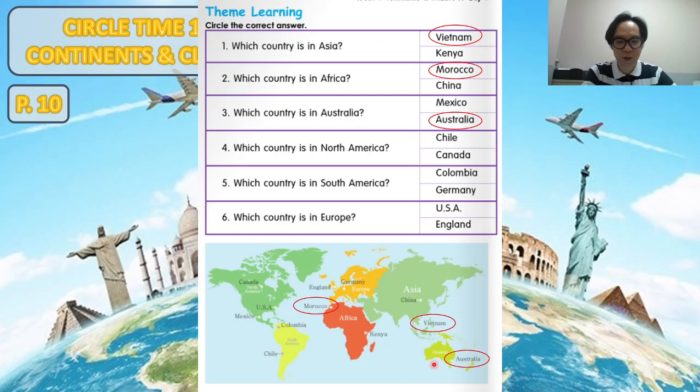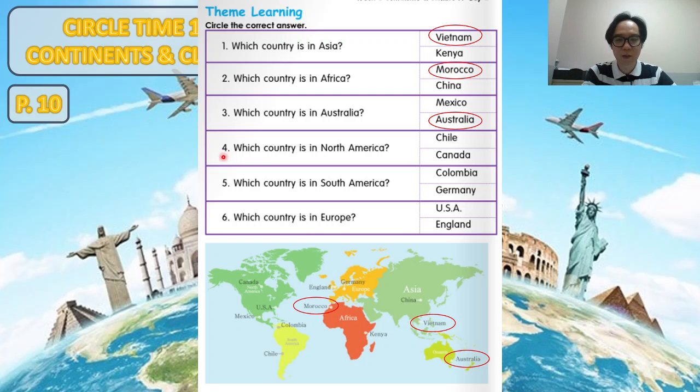Look. Is it in Oceania? Is it in Asia? Is it in Europe or Africa? South America or North America? There it is in North America. Mexico is in North America.